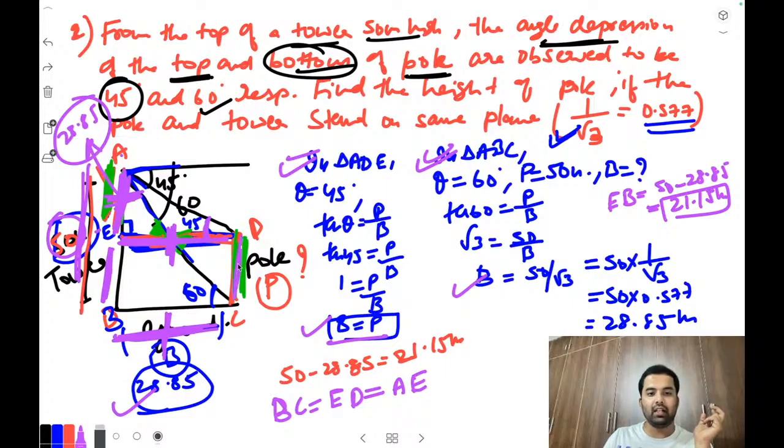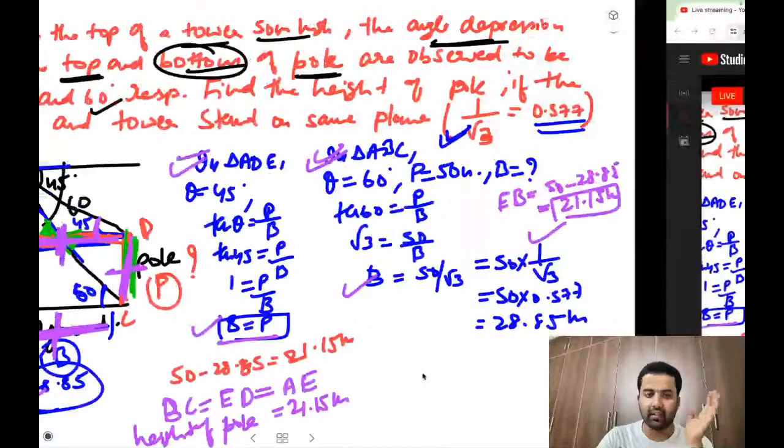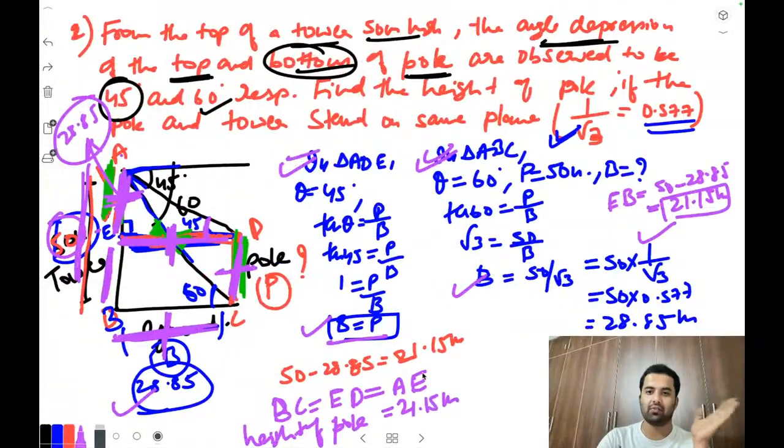Correct? Now check this. EB is equal to CD now, which means the height of the pole becomes 21.15. So after the last, where can I write, I don't have space. Height of pole becomes 21.15 meter. See, understood this one, everyone? It is a little bit lengthier because it is a 5 marks question. That's why.